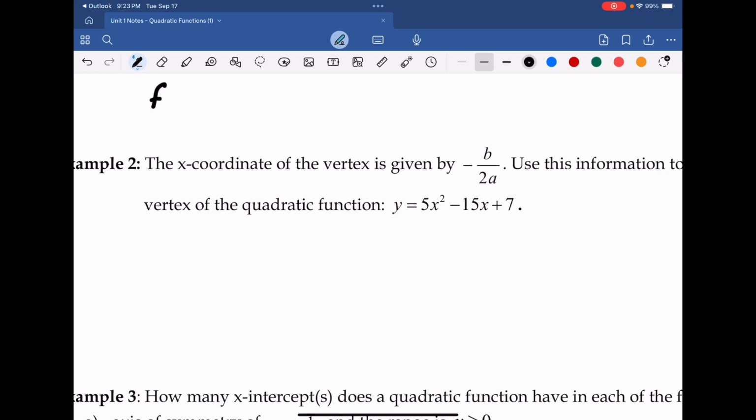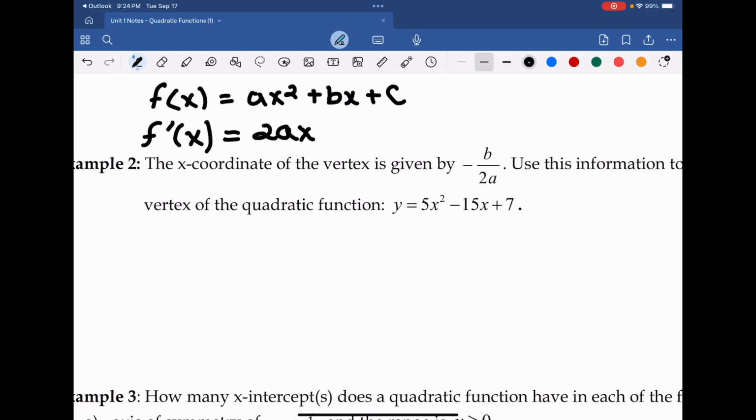If I know that the original function is f of x equals ax squared plus bx plus c, then when you get to calculus, you're going to learn that the derivative of the function, or the first derivative of f of x, is equal to 2ax plus b. Again, you will not have to do calculus or derivatives on this, so don't feel like you have to derive this, but I'm just going to show you what this is doing.